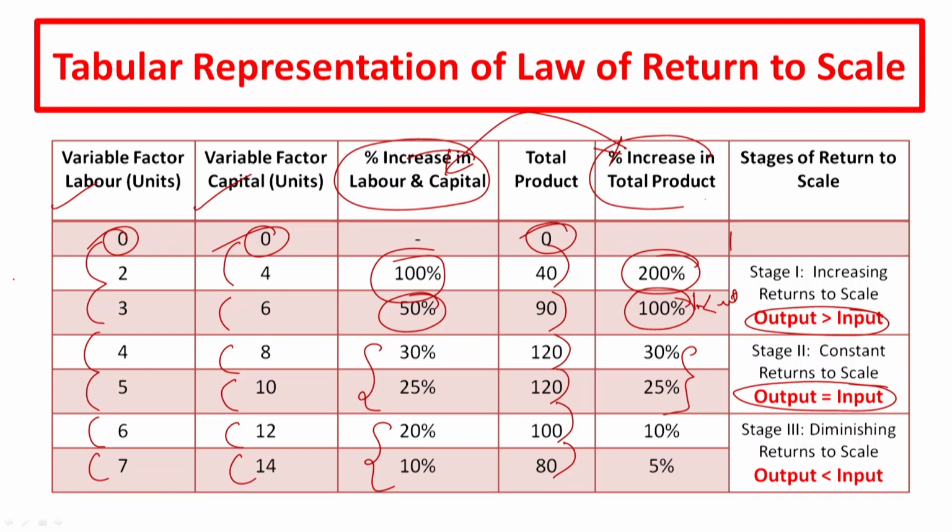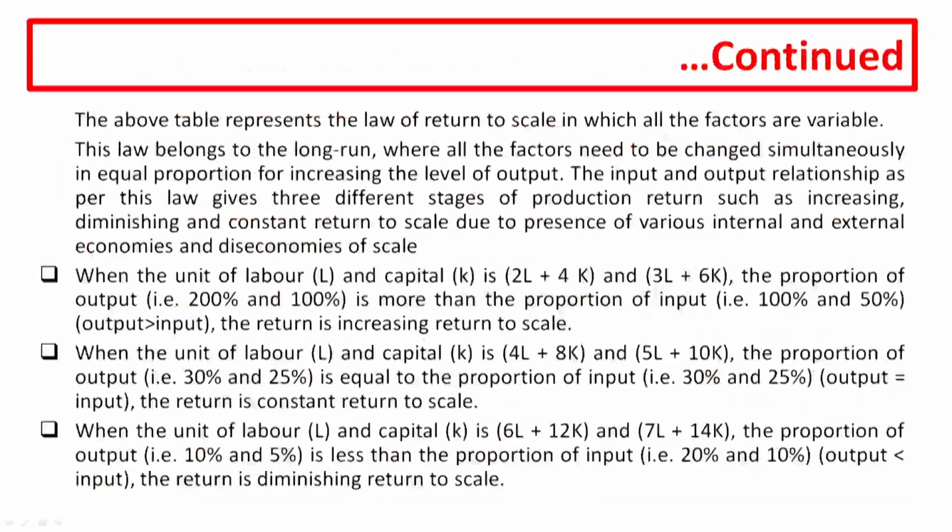That means your output is less than your input, and this is the stage of diminishing return to scale. Why does it exist? Because now your diseconomies are more than your economies. And why does it arise? Because once you have reached the optimum level, if you continue with the level of production, definitely it will give you less return in comparison to the effort or input you put in for producing those goods and services. So, this is the explanation of the table which I have discussed with you. You can go through it.